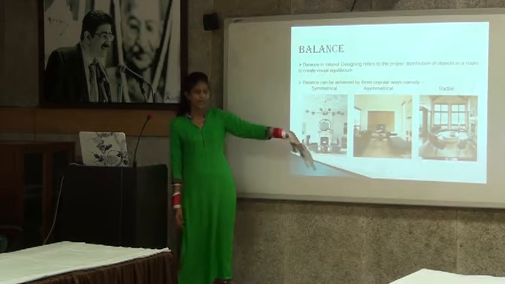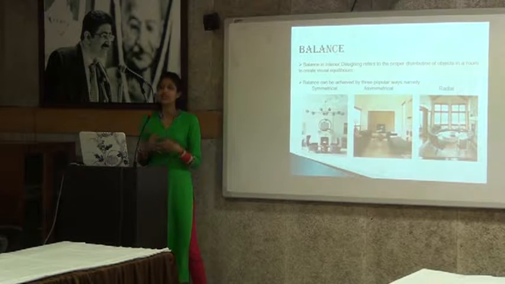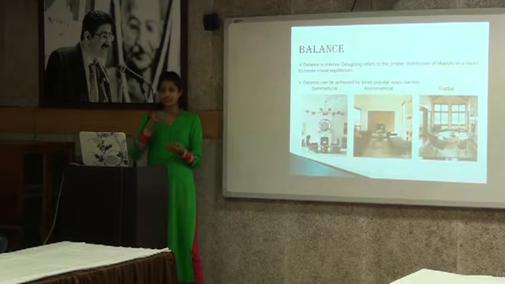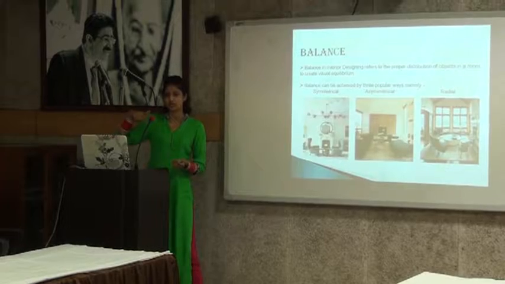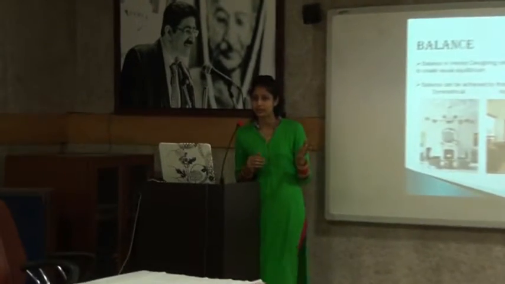Radial balance is placing objects around a center axis. If we have a chandelier or something, we have a center axis to it. So our furniture or any object rotates around that axis. It can be the same objects or different objects. So that is an example of radial balance.